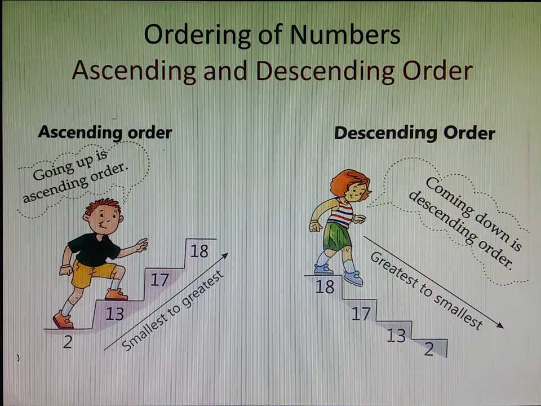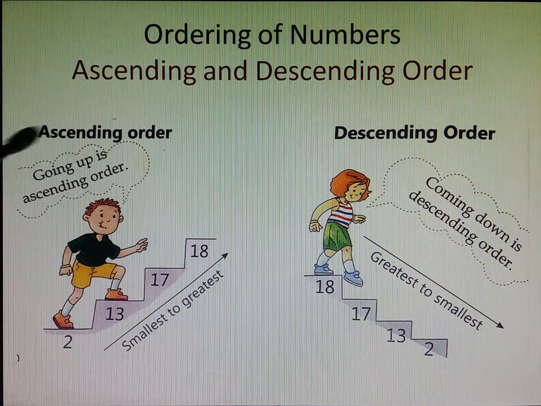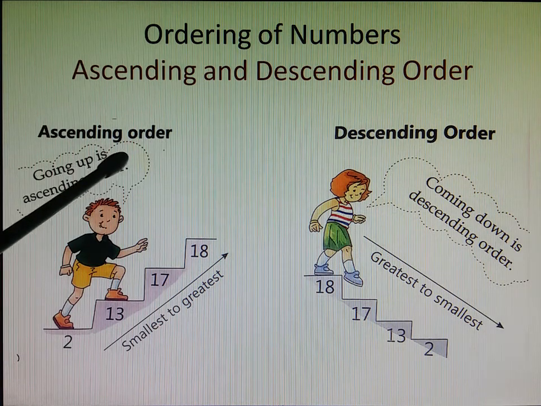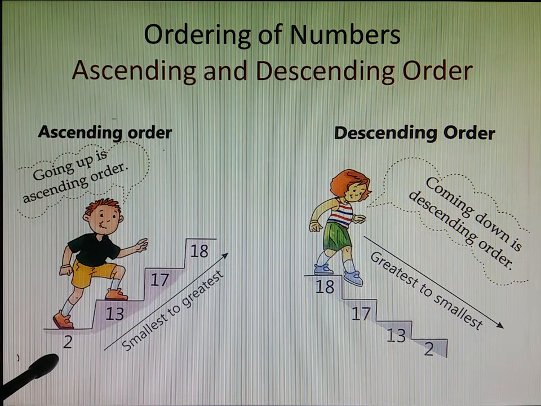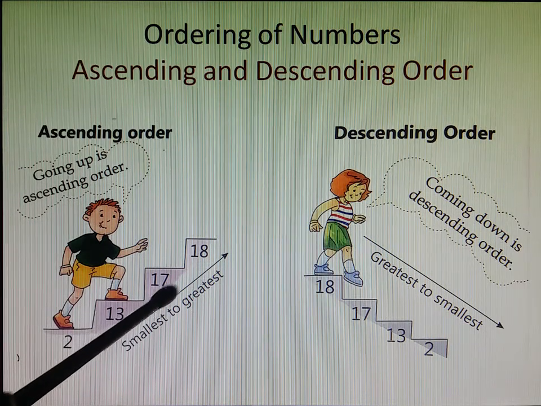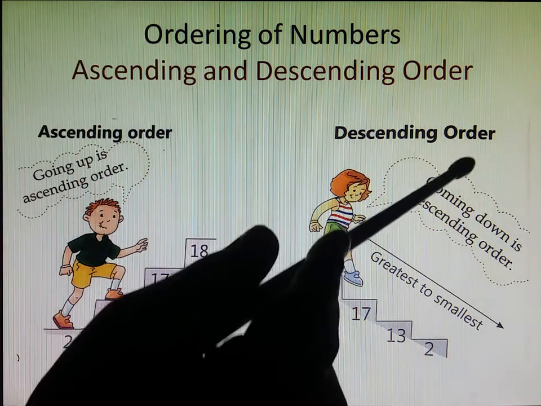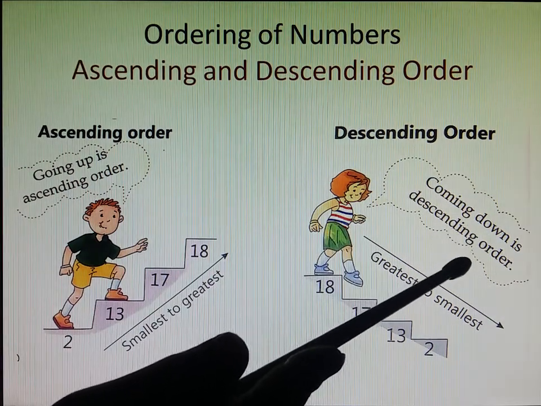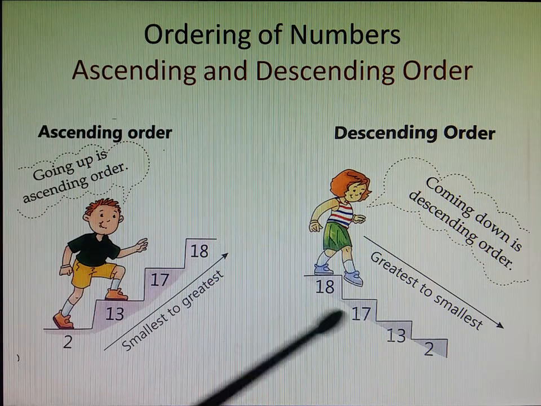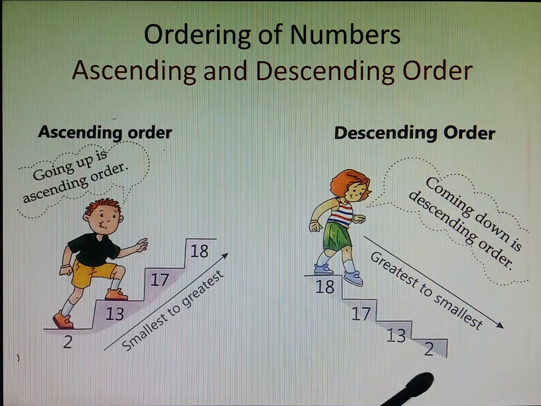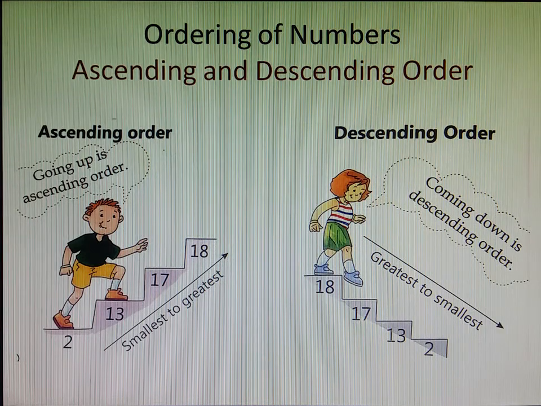Next is ordering of numbers. In ordering of numbers we have two concepts, ascending order and descending order. Ascending order is going up, which means going from smallest to greatest. As you can see, number 2 is smallest, then we have 13, then 17, and then 18. And descending order is coming down in the order, going from greatest to smallest. 18 is the greatest number, then 17, then 13, and the smallest number is 2.